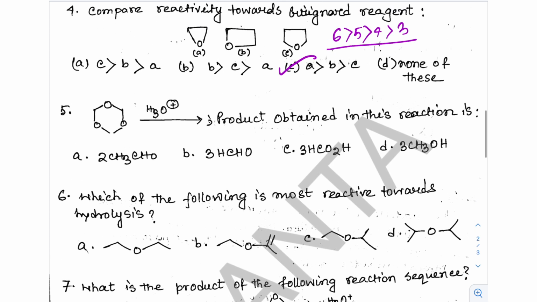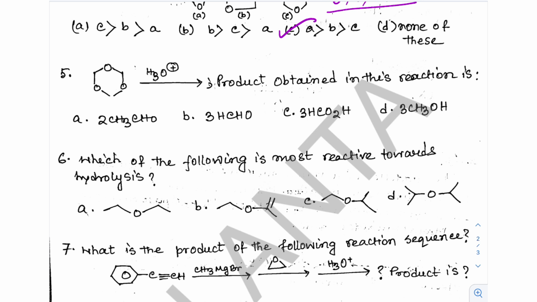Next we'll move towards this problem. This compound has a special name. It's called paraldehyde or metaformaldehyde. Sorry, not paraldehyde. This is referred to as trioxane, or metaformaldehyde. It basically is formed by trimerization of formaldehyde. 3 moles of formaldehyde are associated in a cyclic manner to form this trioxane or metaformaldehyde. So when it is hydrolyzed in acidic condition, it will give back the formaldehyde once more. So 3 moles of formaldehyde will be formed. So option B is the correct answer.